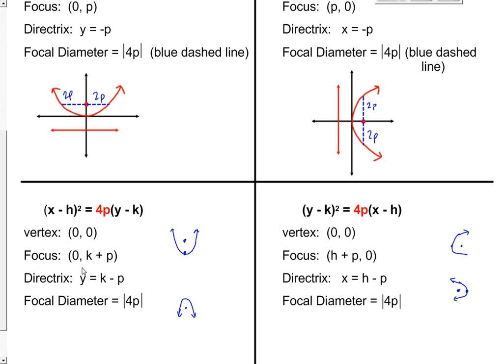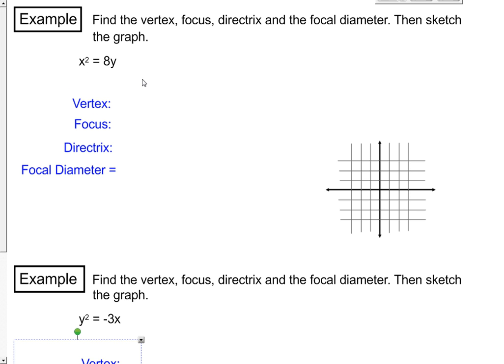Okay? And the directrix is just the opposite direction, so you're just subtracting from k. If you know how many units it goes from the vertex up to the focus, the p-value, you can just count down, or in the opposite direction from the vertex, to draw your directrix. And then the focal diameter is still the same. You're still going to have the absolute value of that 4p value. Okay? All right, let's get into some examples here.